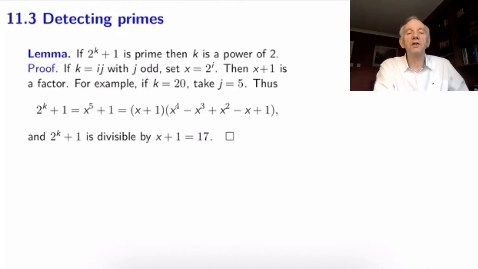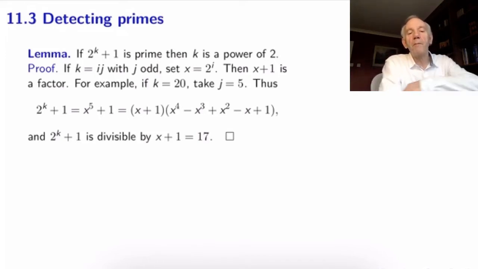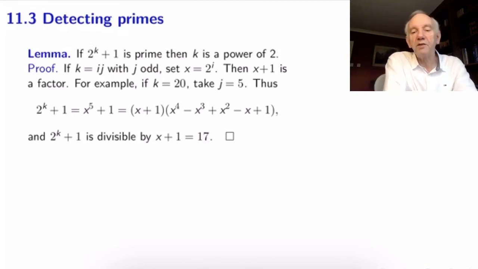So I want to start with a small result, a lemma, which really should have been done in the first week of the course. If I were redesigning the course, I'd put it there. It's just this simple fact that numbers of the form 2 to the k plus 1 can only be prime if the exponent k is itself a power of 2. Now, we talked a lot in the first week about powers of 2 when we were talking about decimal expansions. But this is an interesting result.